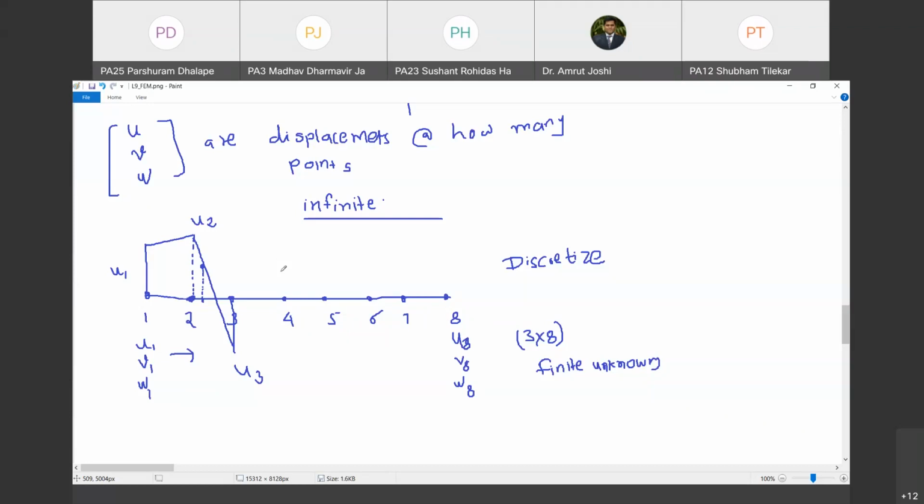Yes. So pay attention here. What I'm trying to do is, the infinite unknowns, truly speaking, I'm going to convert them into a finite number of unknowns by discretizing the continuum. The continuum was discretized, and in between the node points for discretization, the displacement will be interpolated. Are you with me?